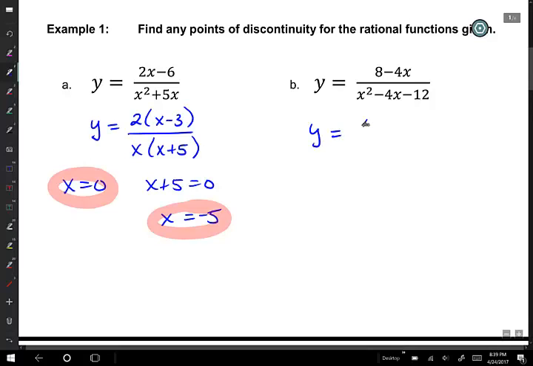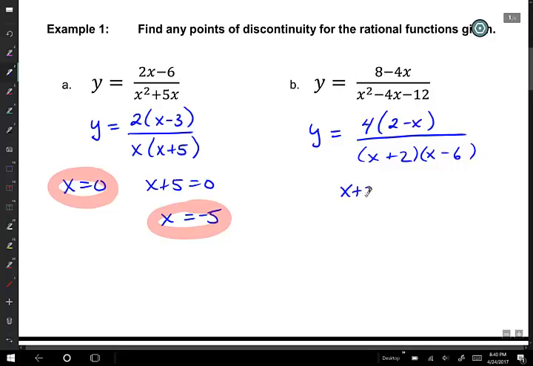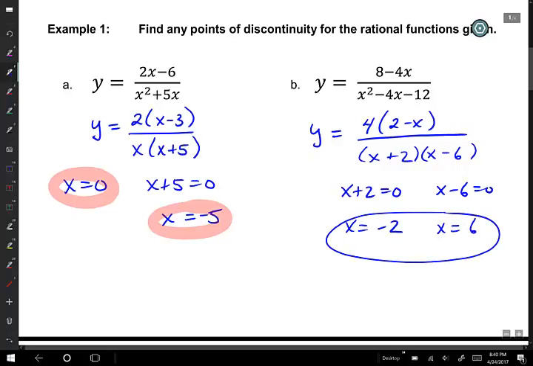Let's go over here and look at b. If we take a 4 out of the numerator, we get 2 minus x. In the denominator, hopefully you can very quickly remember that's going to be a plus and a minus, an x and an x. Well, that's going to be a minus 6 and a plus 2, because that gets us negative 4x in the middle term. So our points of discontinuity are going to occur when x plus 2 equals 0 and x minus 6 equals 0. So that happens at negative 2 and positive 6. Those are our points of discontinuity.